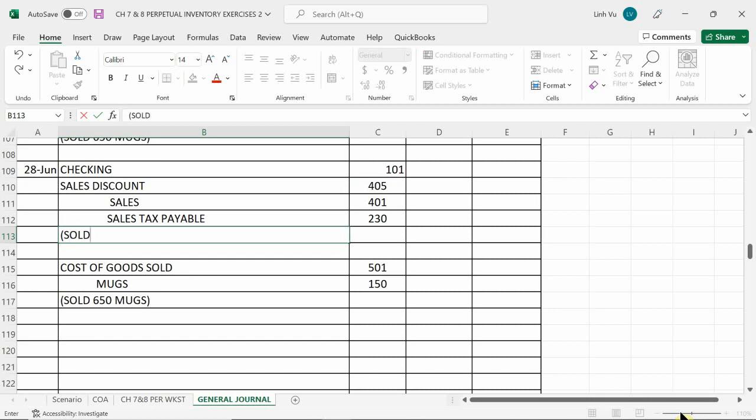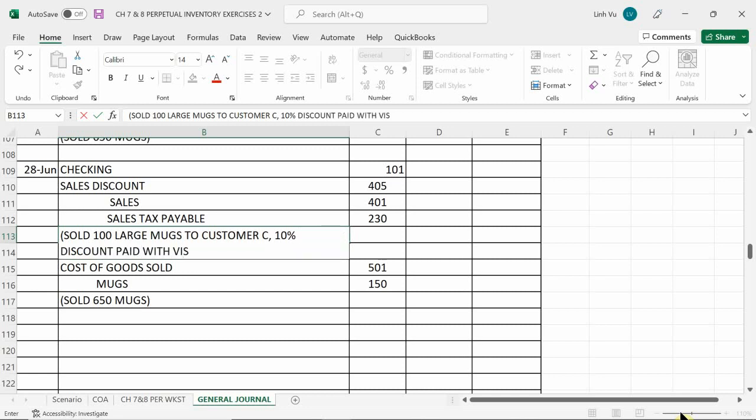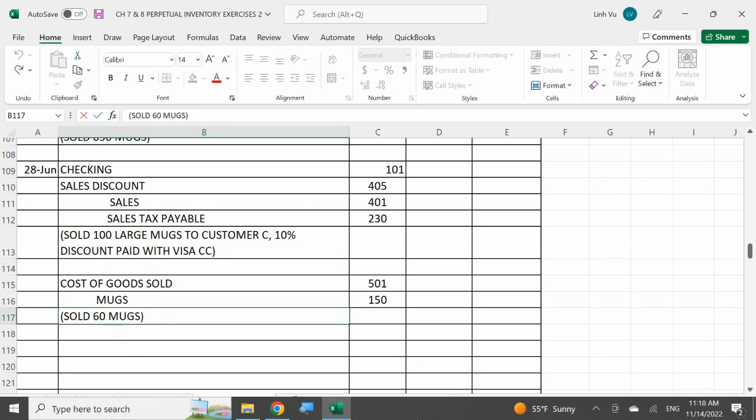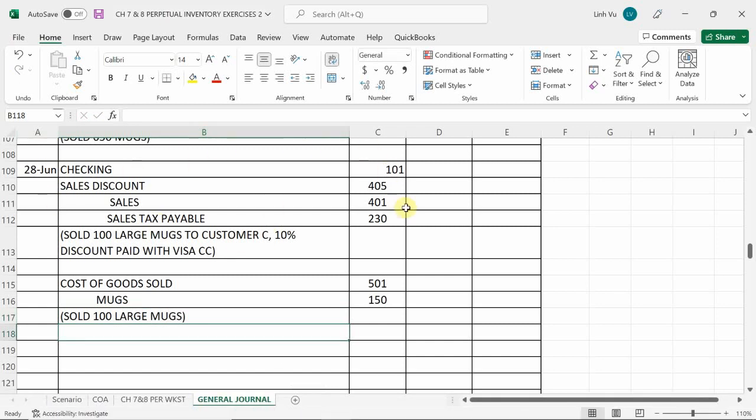sold 100 large mugs to customer C, right? 10% discount, paid with a Visa credit card. Okay? And again, we end up selling those 100 mugs. And if you want to make a note here, large mugs. Okay? So let's go ahead and calculate that, right?